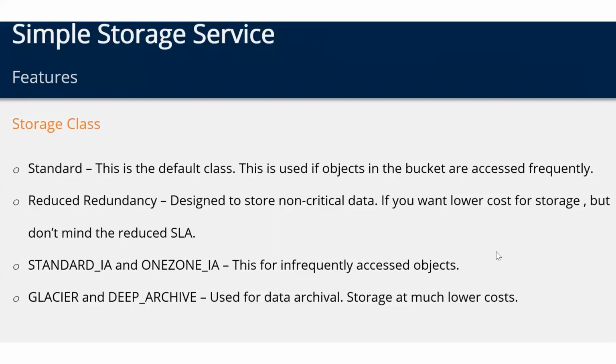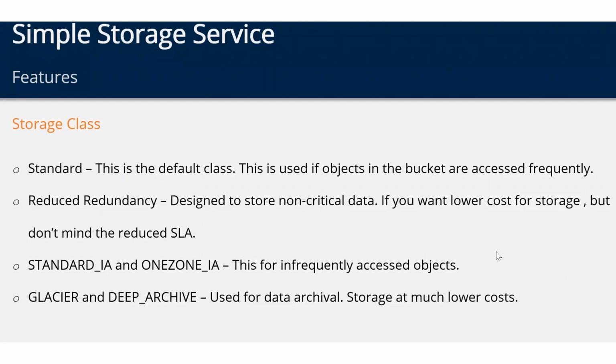So there are different kinds of storage mechanisms in the S3 bucket. One is standard, the default. It is used when objects in the buckets are accessed frequently. Whatever you need to access frequently, you go for standard. There is different pricing for everything: standard, reduced redundancy, Glacier, standard IA, and one zone IA. Everything has different pricing based on your needs.